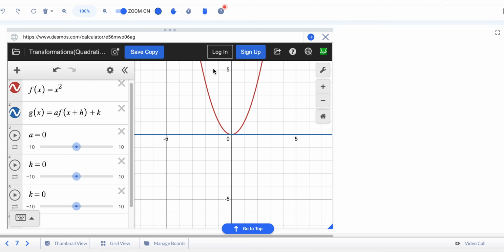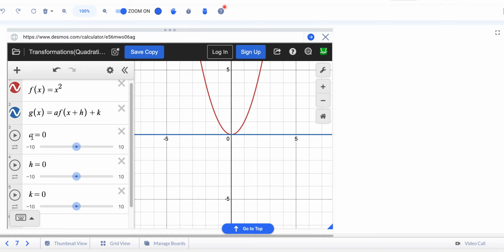But a transformation is when we do stuff to our function that makes it either change how it looks or move location. For example, here g of x shows the different transformations that we could have. This a here in the front multiplies my function. If I have a number in front of the x, right now we have an imaginary 1, but let's say 2, that would stretch my graph.